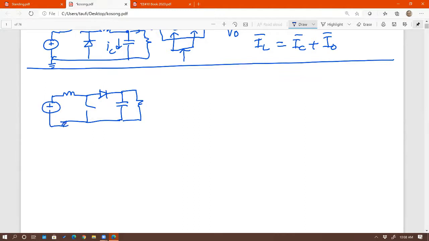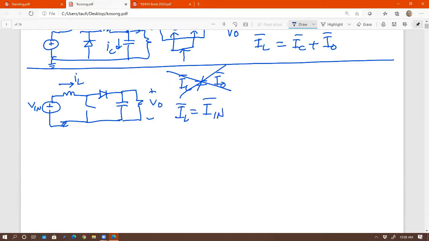Okay, so that's our boost converter. Again, we're interested in finding IL average. That's our IL. Now it moves to the input. So I know for sure that IL average is no longer equal to I out, obviously, because the inductor is at the input now. So this is no longer true. What is true is that IL average is equal to I in average, yes?